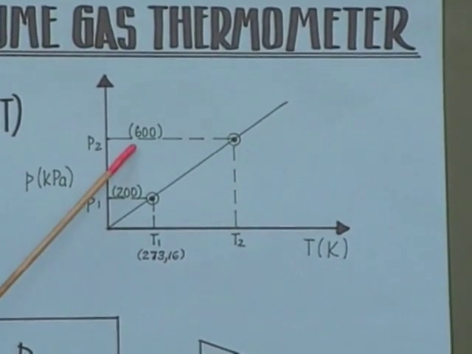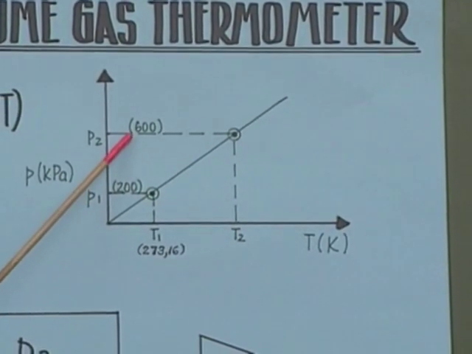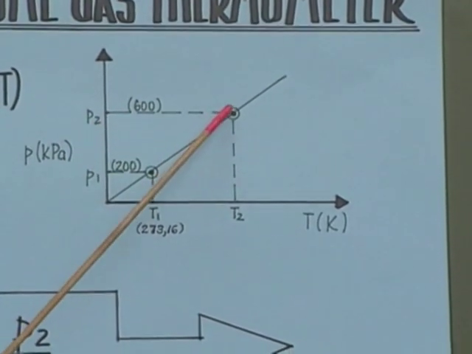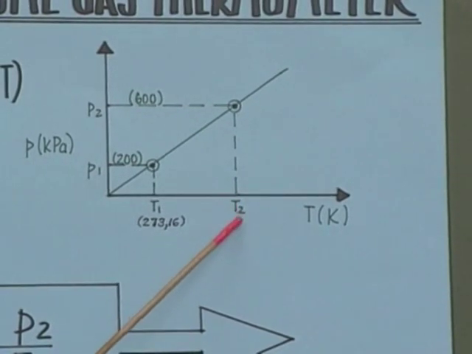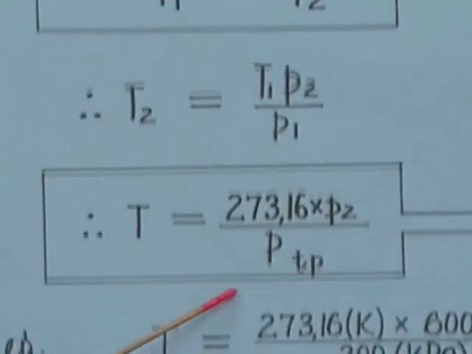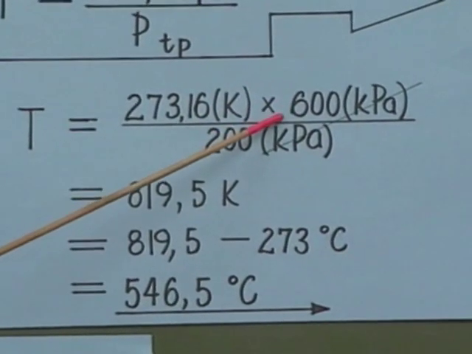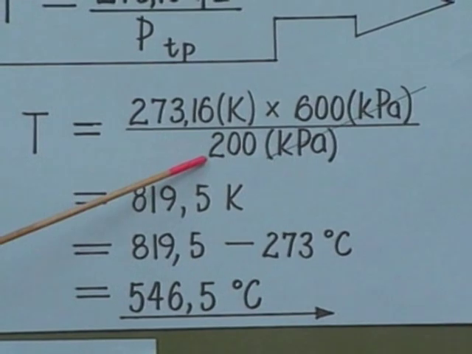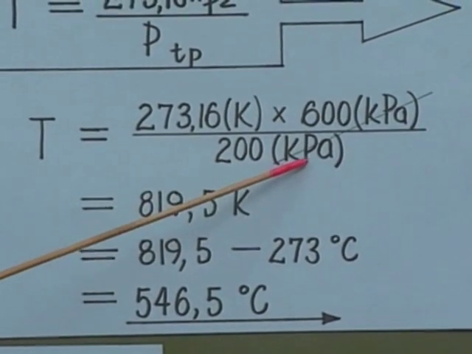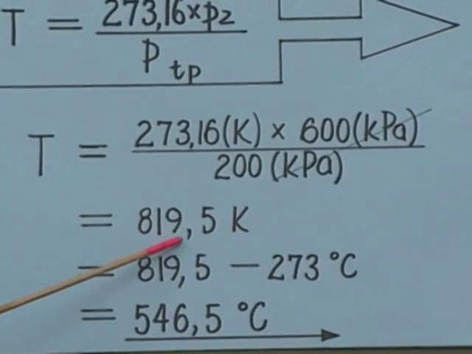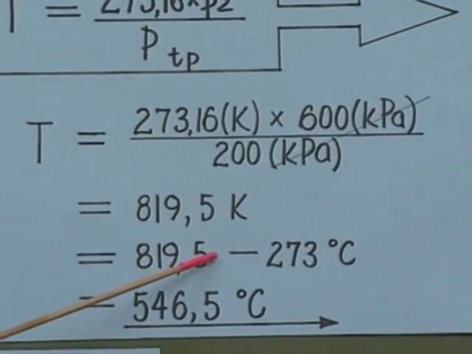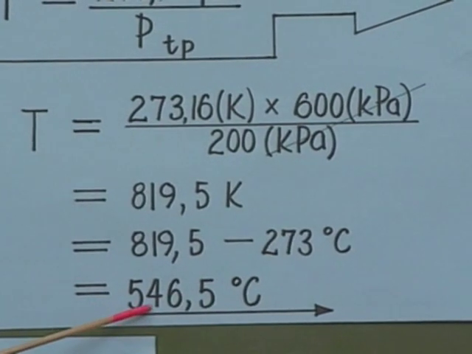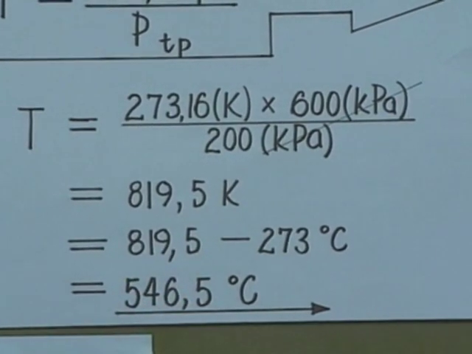And let us say we measure a pressure of 600 kPa at the unknown temperature. Then the temperature can either be read straight off the graph, or we can use this formula over here, where we substitute the pressure of the gas at the unknown temperature as 600 kPa, and the triple point pressure 200 kPa, and we find a temperature of 819.5 Kelvin. We can convert this to a Celsius temperature by subtracting 273 to get 546.5 degrees Celsius.